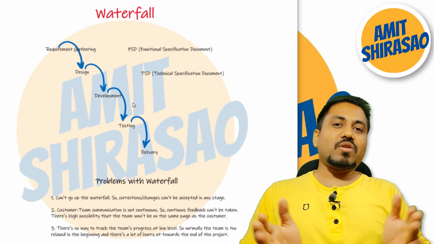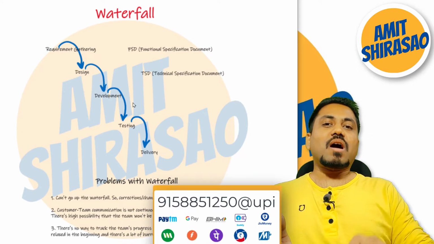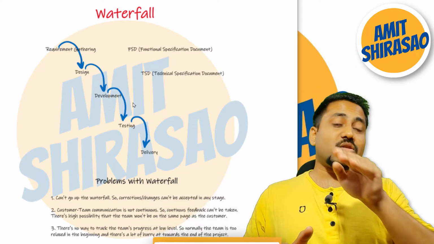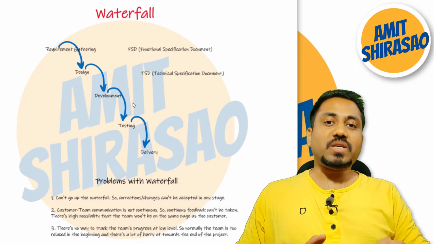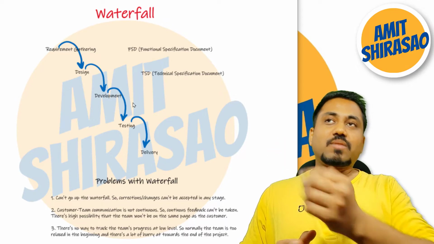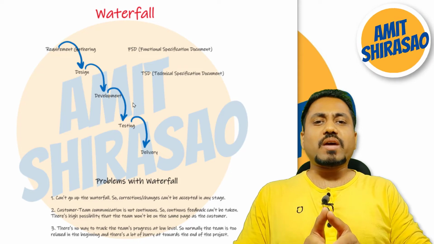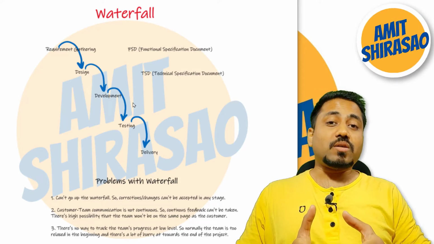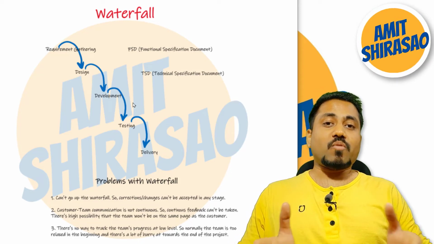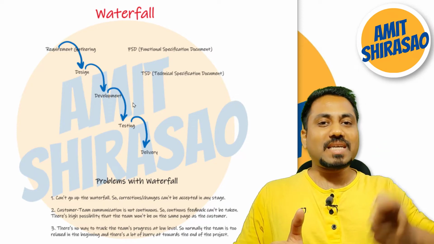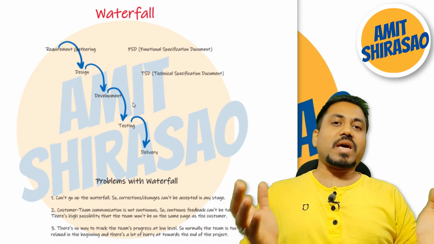You need to have a robust mechanism to know how much is the progress of your project, and that cannot be done in any of the stages. I gave you an example of development as well. I just gave an example of requirement gathering. In any of these stages, you just don't have a robust mechanism to find out what the status is. Where is your project at the moment? What is the status? Where do you stand? You don't have access.